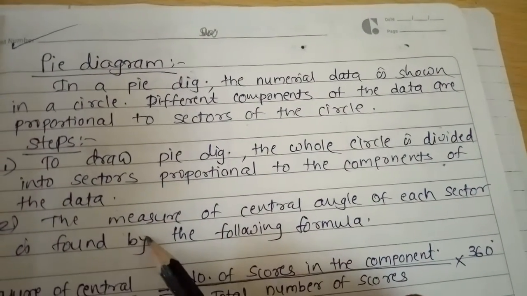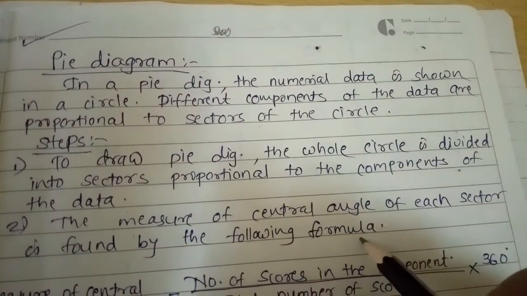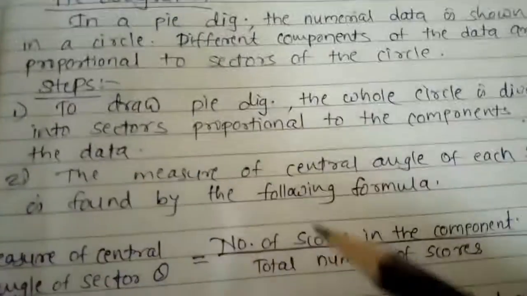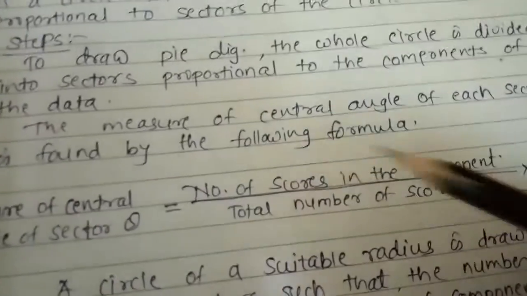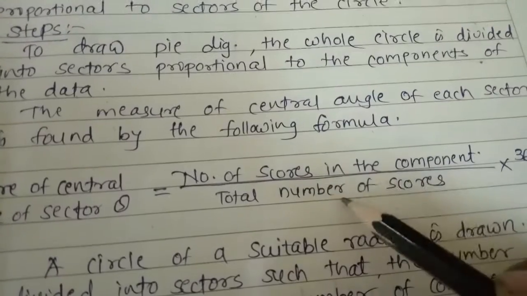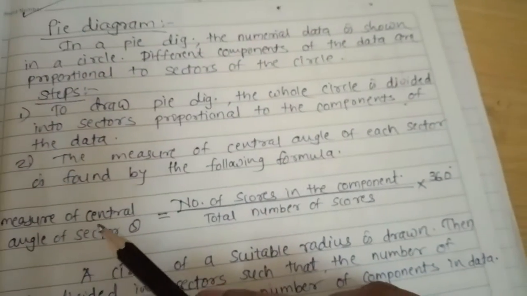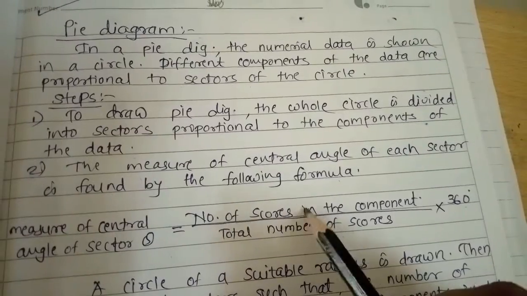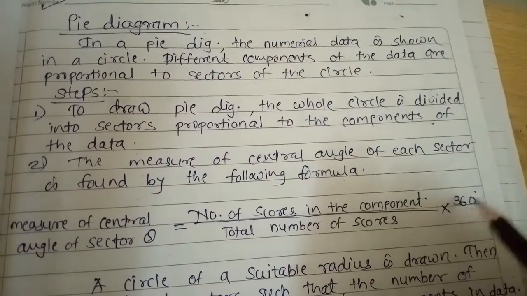Now the next step is the measure of the central angle of each sector, which is found by the following formula. So first we have to apply the formula to find the measurement of that component. The measure of the central angle of the sector theta is nothing but the number of scores in the component upon total number of scores into 360 degrees. Just I repeat, the measure of central angle of sector theta is nothing but number of scores in the component upon total number of scores into 360 degrees.